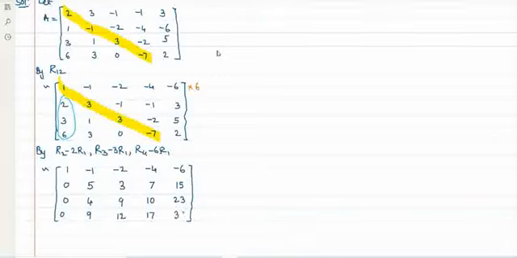38. Okay. Verify the calculations. 5 plus 4, 9, 3 plus 9, 12, 7 plus 17. Okay, it's fine. Now after that, this is your diagonal entry.